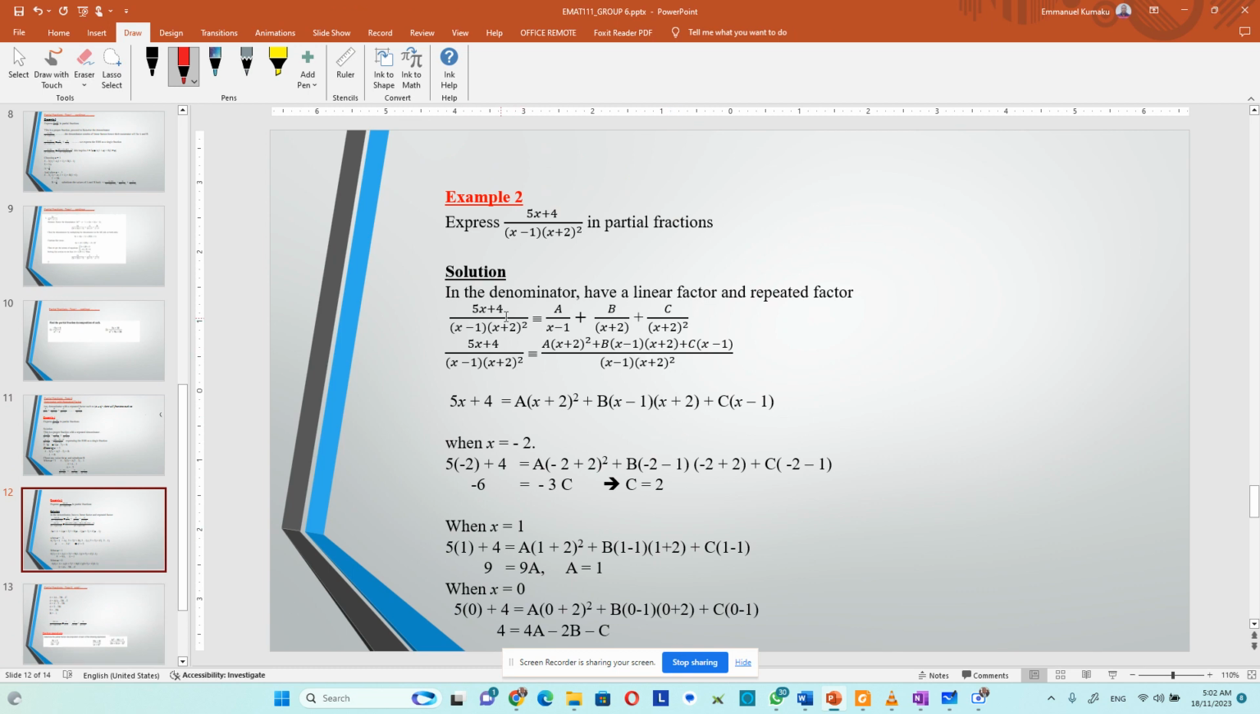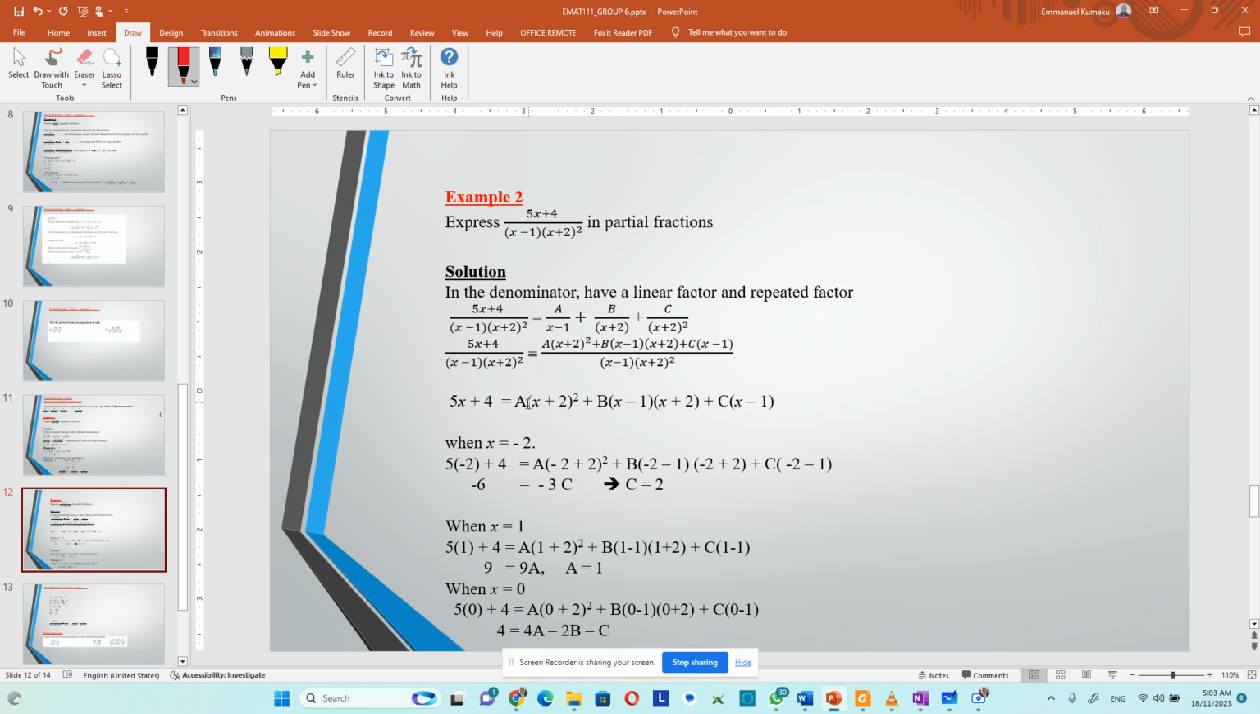On to the next one. In this question, we have a linear factor and a repeated factor. The linear factor will have A over (s - 1). But the repeated factor will have two components: B over (s + 2), plus C over (s + 2)^2. Likewise, we find the LCM and combine them together, then we equate the numerators.